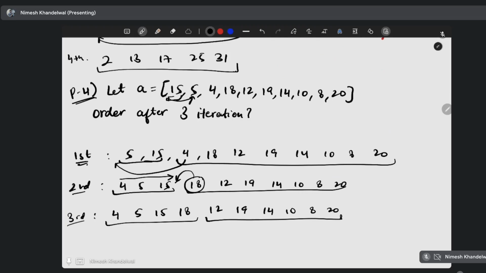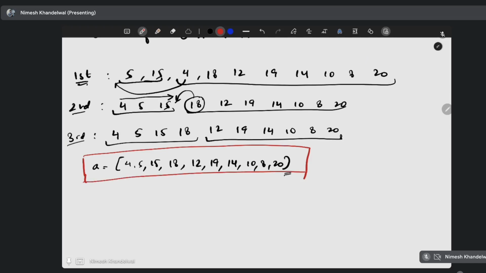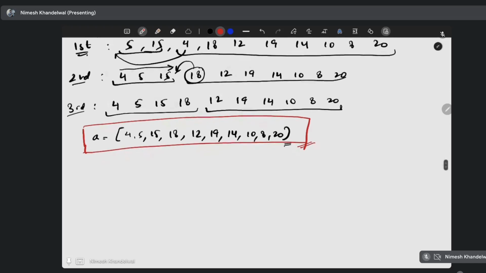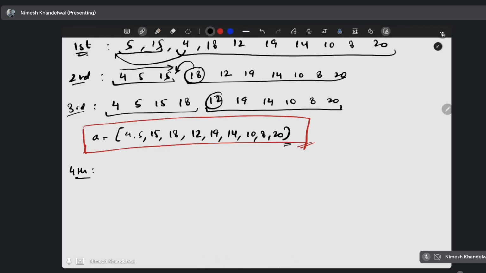So right, after 3 iterations, what is the status of the array? What is the order of elements? It is 4, 5, 15, 18, 12, 19, 14, 10, 8, 20, right? So again, this is what we are looking for, not the complete sorted array, but only the order of elements after third iteration or fourth iteration or fifth. Like if we had to go for a fourth iteration here, what would have happened? We would have taken 12, and then where does it go?